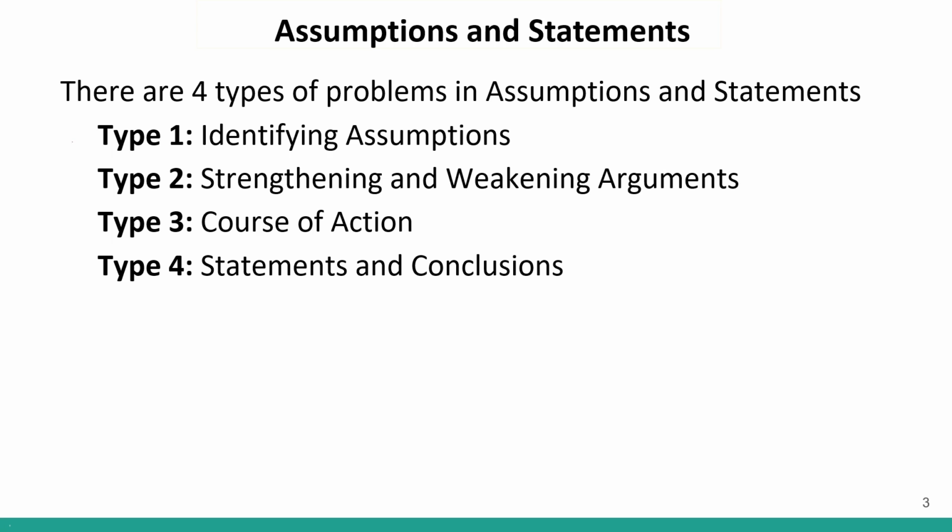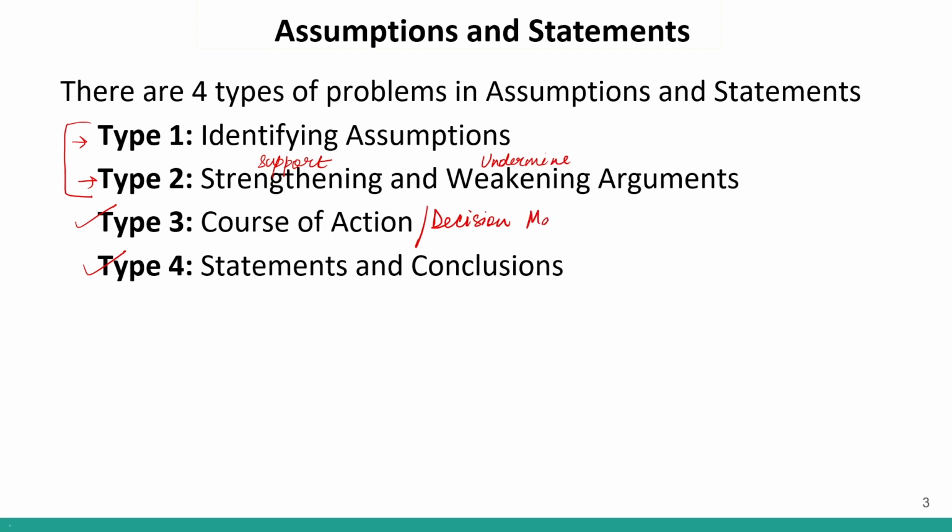Type 1 was identifying assumption. Type 2 was strengthening and weakening arguments. Strengthening means arguments that support the statement, and weakening means the arguments that undermine the statements, correct? These two we have already discussed in detail in the previous lecture. In today's lecture, we will discuss type 3, that is course of action, and type 4, that is statement and conclusions.